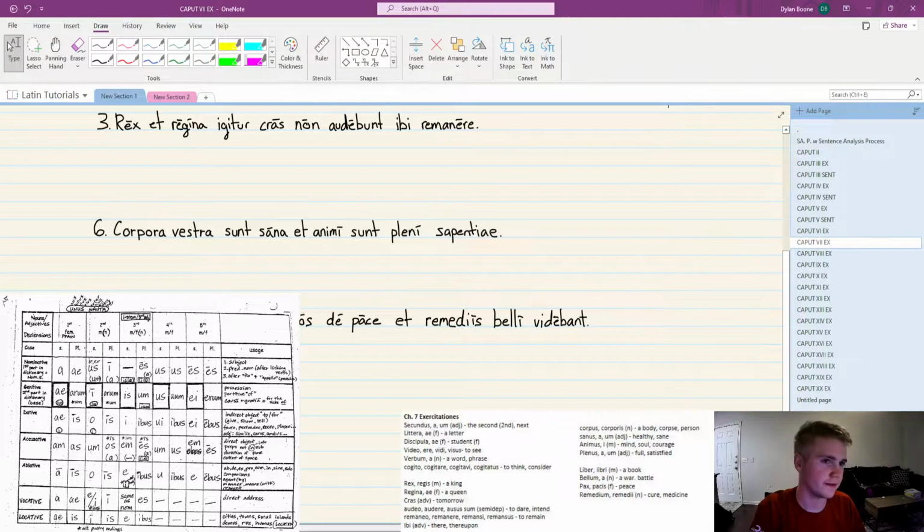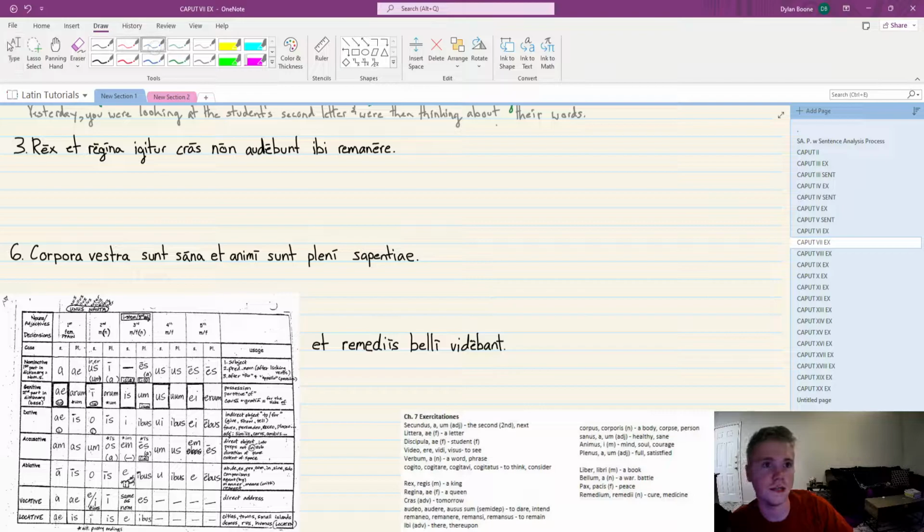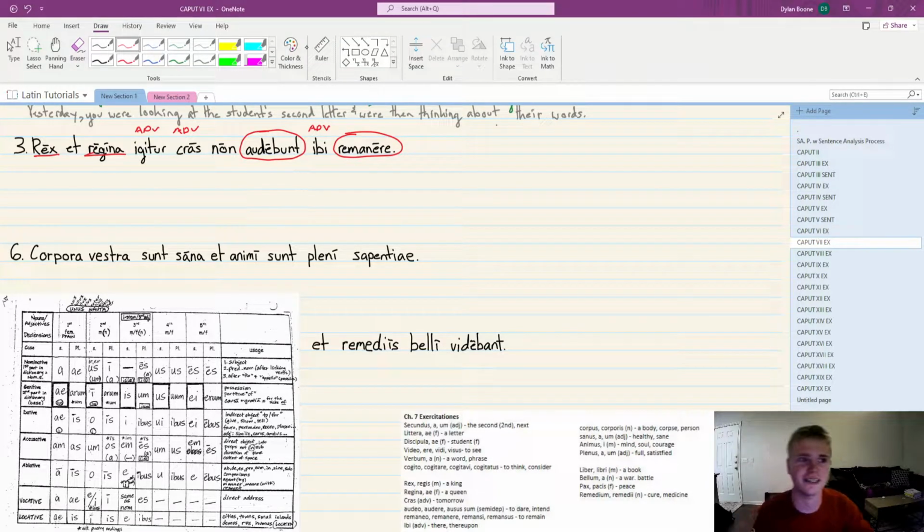All right. So on to number 2, or sorry, not number 2, but number 3. So same process. Find our verbs in the sentence. There's one. There's another. Find our nouns. That's it, actually. That's the only nouns. Everything else I can label for you, but pretty much it's all adverbs. I guess non is an adverb, right? A modifying word, right? Not audebunt. It's a negative, you know.